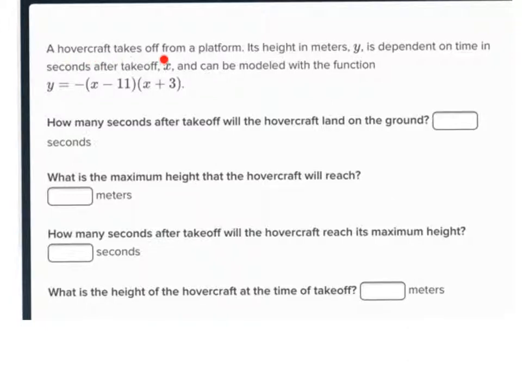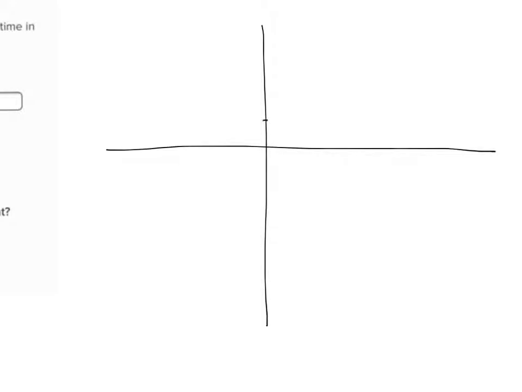A hovercraft takes off from a platform. Its height in meters, y, is dependent on the time in seconds after takeoff and can be modeled with the function y equals negative (x minus 11)(x plus 3). Okay, so you've got a hovercraft. So all of you draw a coordinate plane on your paper. The hovercraft starts on the y-axis, and it flies up, and it peaks out, and it flies back down to the ground. Okay? And they want us to tell some stuff about that.